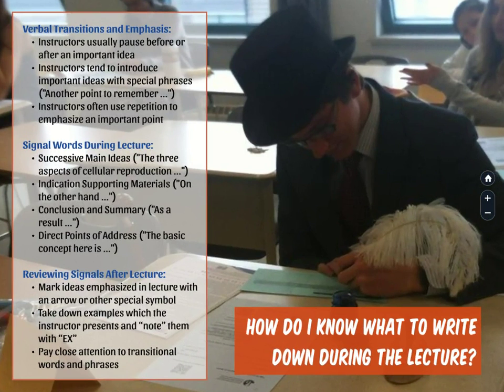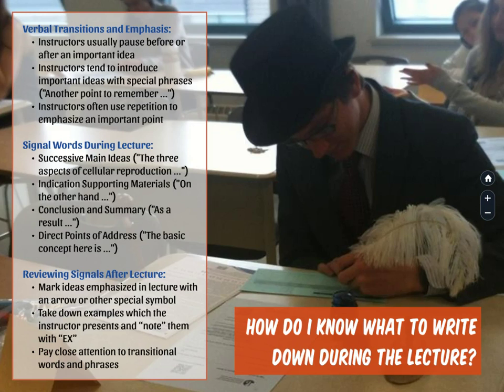So with that in mind, how do you know what to write down and not to write down during the lecture? Well, there are a few cues or tricks that you can use to understand what's going to be germane or relevant later on in the course. Number one are verbal transitions and emphasis. Instructors usually pause before or after an important idea. In other words, they're either preparing you to write something down, or they're giving you extra time to write down what they just said. And they tend to introduce important ideas with special phrases, like "another point to remember," etc. And instructors often use repetition to emphasize important points.